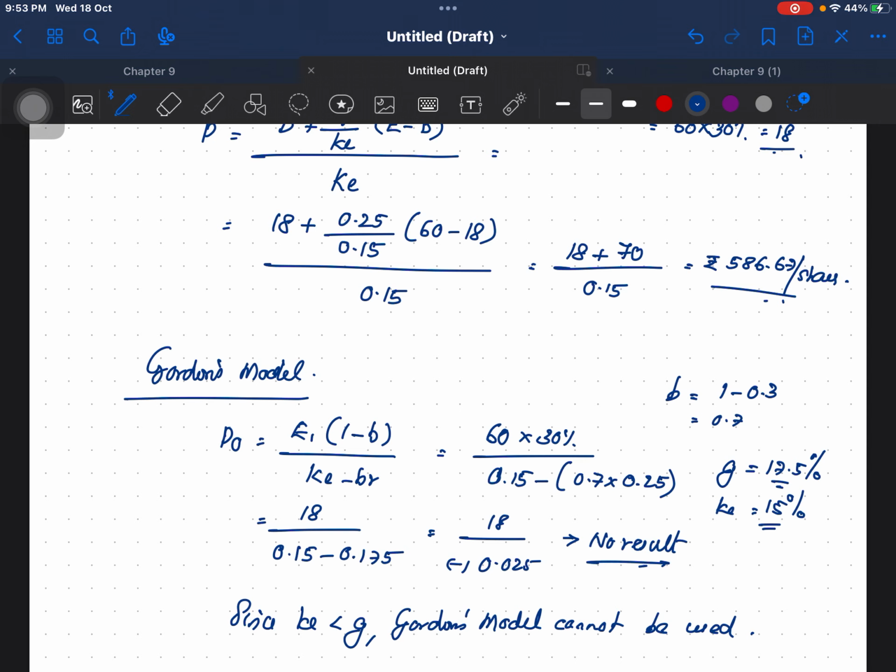So we have learned two models under the dividend relevance model: Walter's model and Gordon's model. And we have learned the formula for computing the share price in each case also.